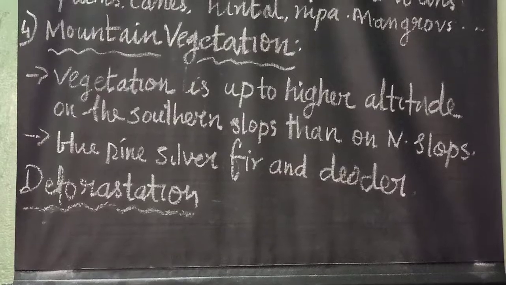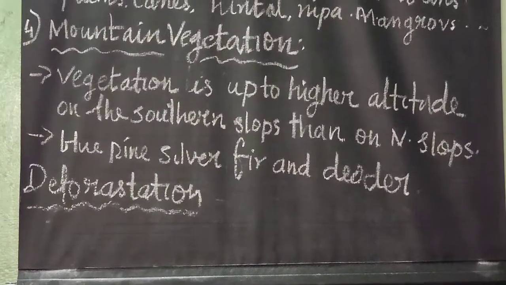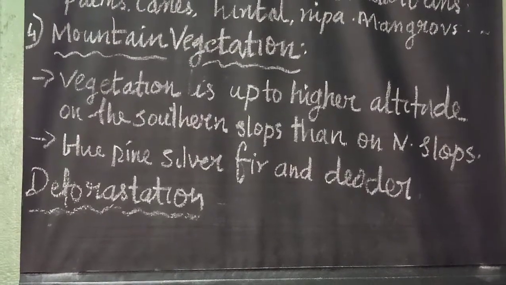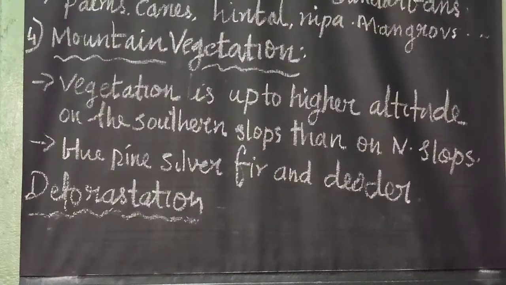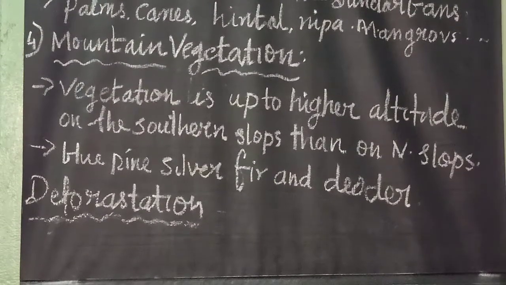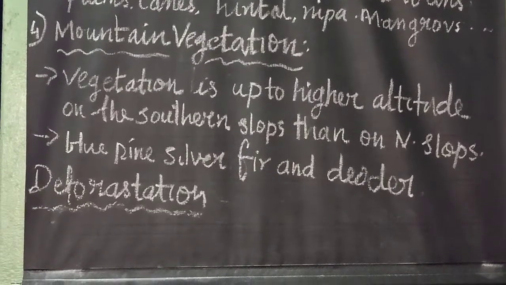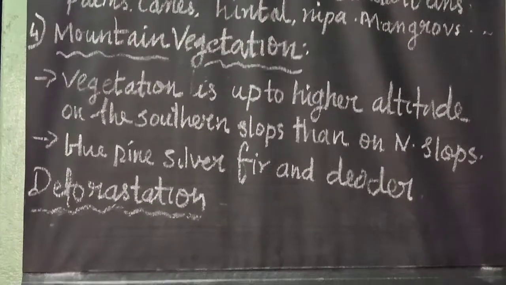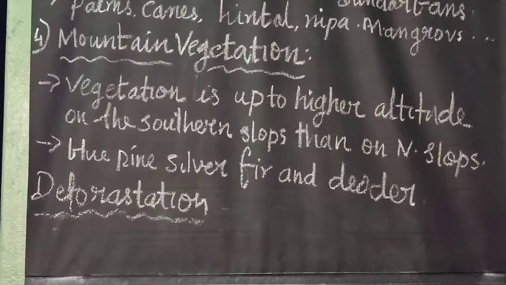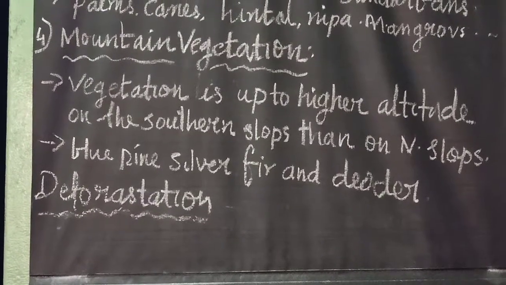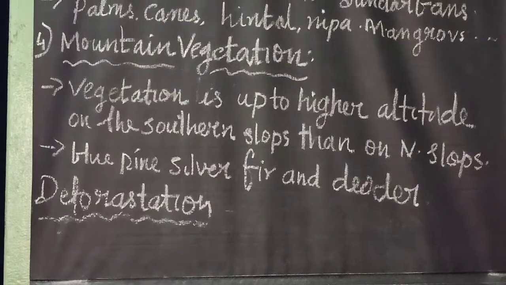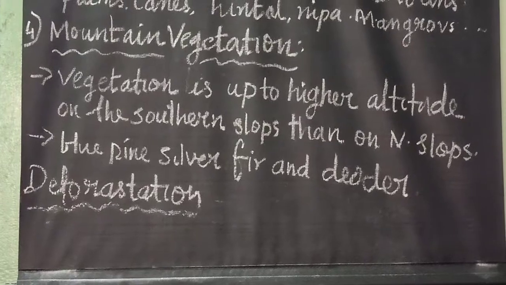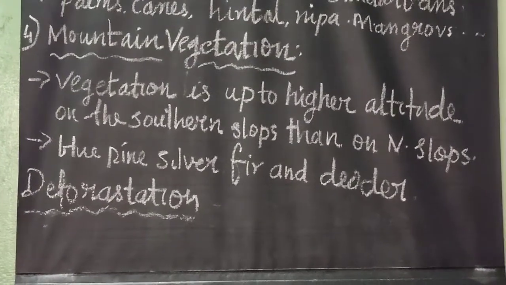That is mainly because northern slopes usually receive sun rays only for a few hours during the day, and that also at a low angle. The southern slopes receive comparatively vertical rays during the middle of the day. So southern slopes are warmer and greater evapotranspiration takes place. That's why southern slope vegetation extends up to a higher altitude than the northern slope.